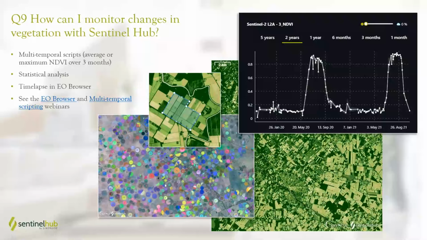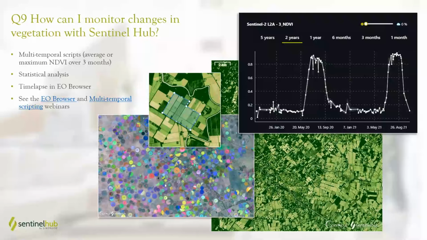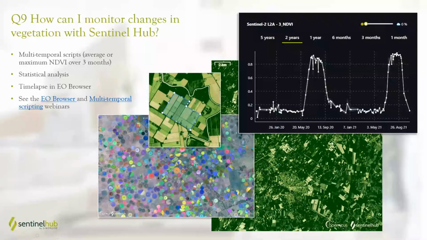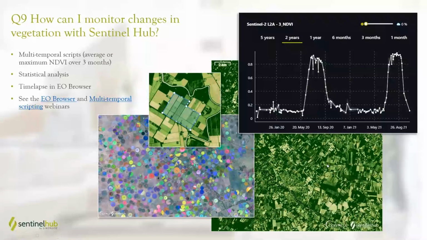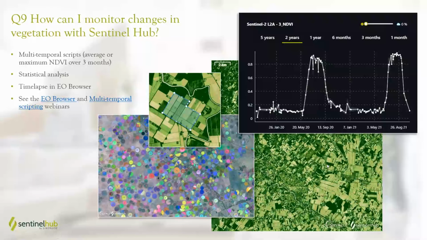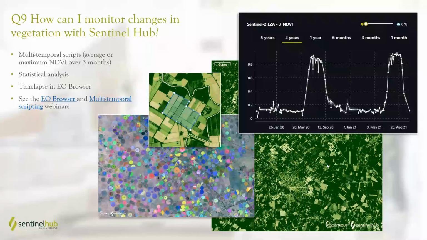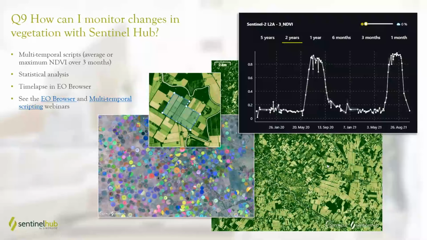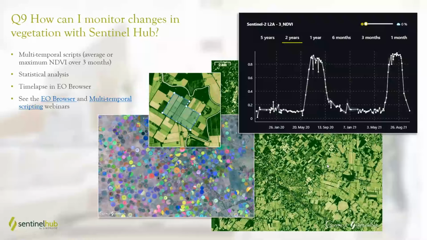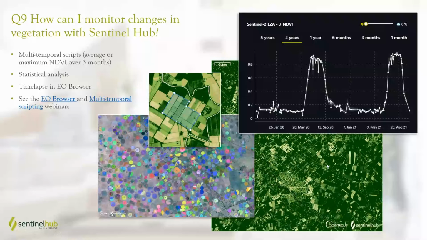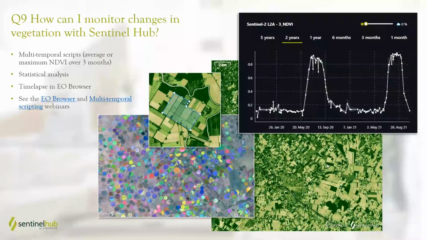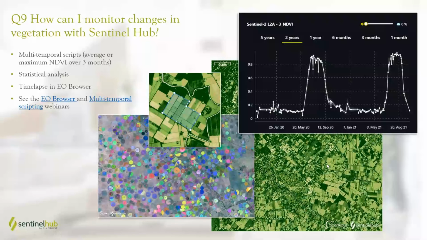The second option is to use statistical analysis. You can use it in your browser. You can just draw a polygon or a point and then check the statistics for a certain period for any index. Or you can also use a more complex Statistical API, which will allow you to do aggregations and exclude pixels and really cool things.